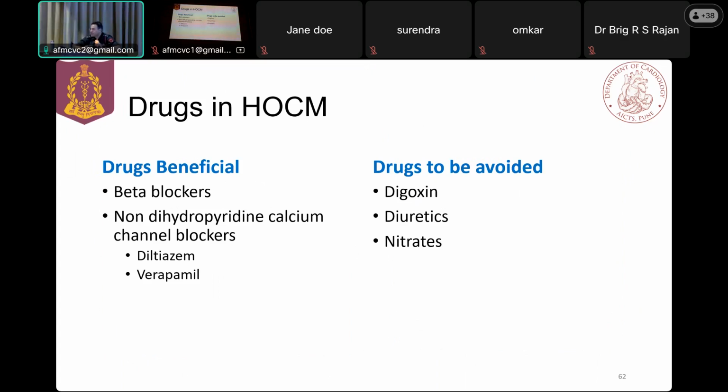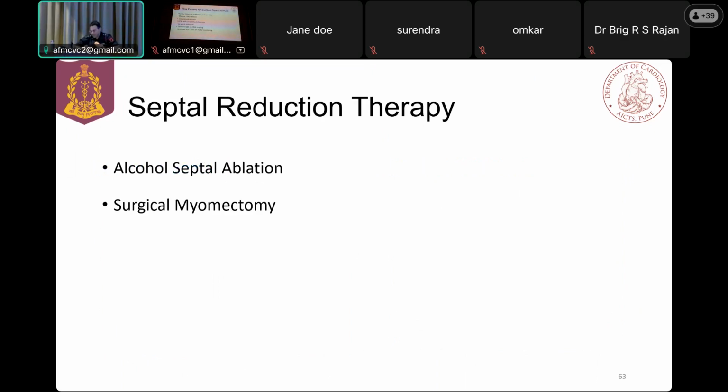Then we should avoid the drugs which increase the force of contraction of the heart, drugs like digoxin. One should also avoid diuretics because they decrease the preload. With that, again, the murmur will increase, the gradient will increase and the patient will become symptomatic. Nitrates decrease afterload, so again the gradient will increase and that can cause aggravation of symptoms. So septal reduction, we have already discussed: alcohol septal ablation and myomectomy.